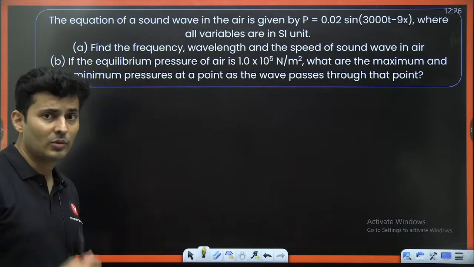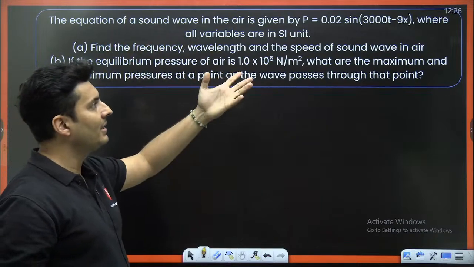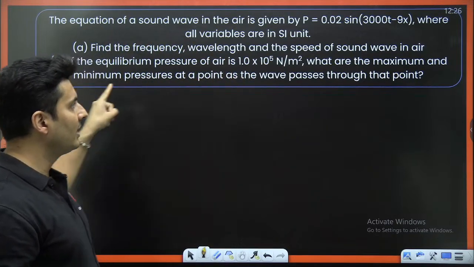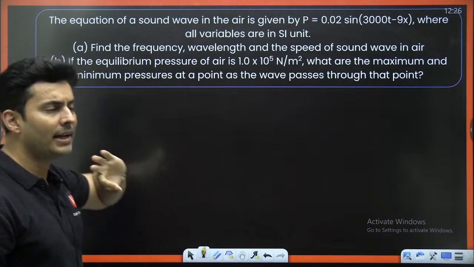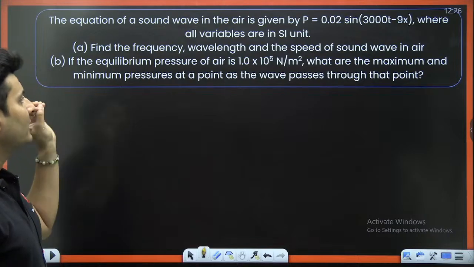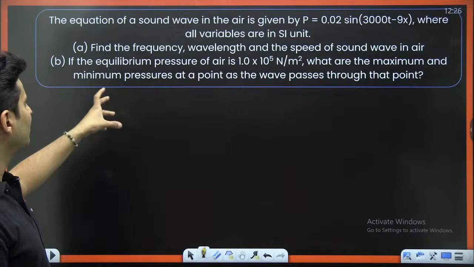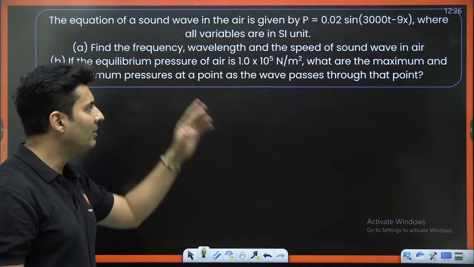Now, this is a question on sound wave. It is given that the pressure is 0.02 sine 3000 t minus 9x, where all variables are in SI units. Find the frequency, the wavelength, the speed of sound, etc. The equilibrium pressure is this much. What is the maximum and minimum pressure at a point as the wave passes through that?